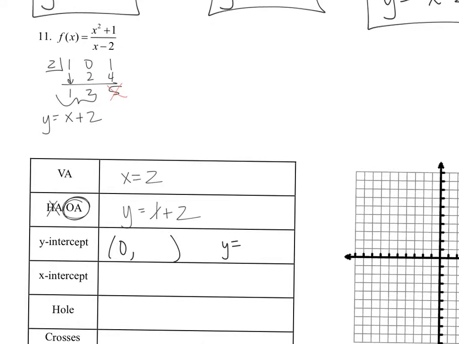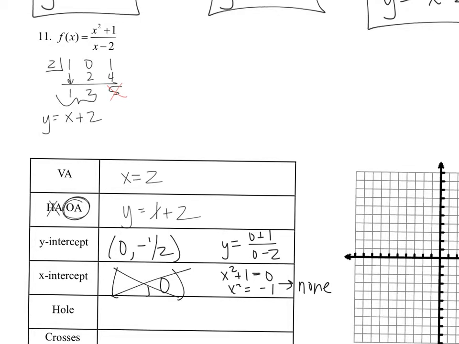I have y equals, when I plug in 0 for x to the problem, I get 0 over -2, so -1/2. And when I do the x-intercept, that means set the numerator equal to 0, aka plug in 0 for y. I'm going to do that off to the side. I have x squared plus 1 equals 0. That means x squared equals -1. When I square root, I get i. That means I do not have an x-intercept, so I'm just going to put none.